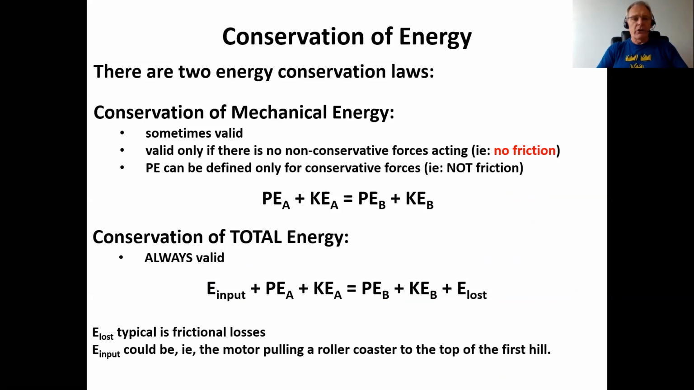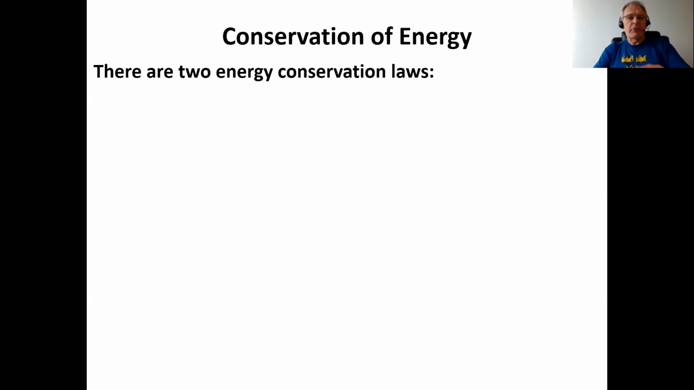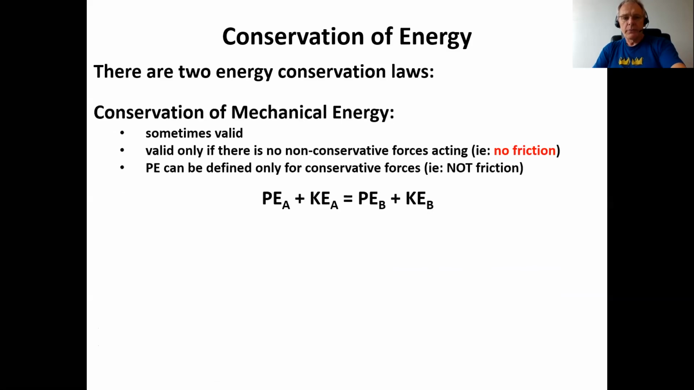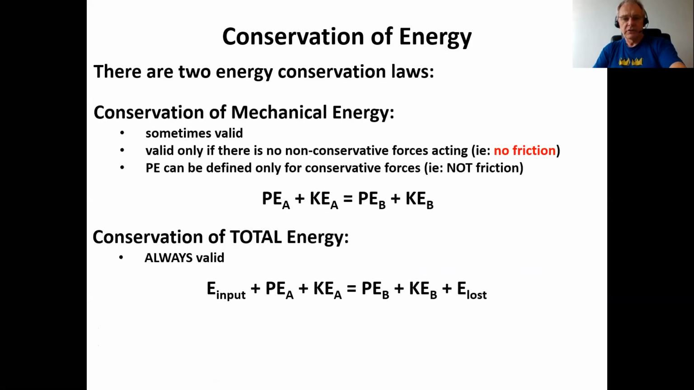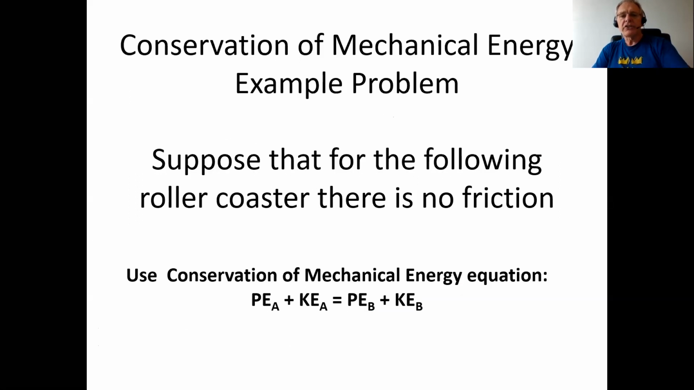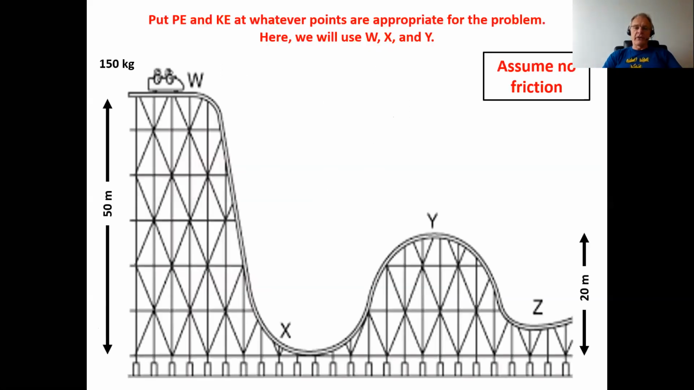Okay, so let us try an example. Conservation of mechanical energy example problem. Suppose that for the following roller coaster, there is no friction. Because there's no friction, we can use conservation of mechanical energy. Wonderfully cool. I spent hours drawing this thing, by the way. Here is the procedure that one would follow. We haven't had a procedure yet for this, so here's your procedure for these types of problems.